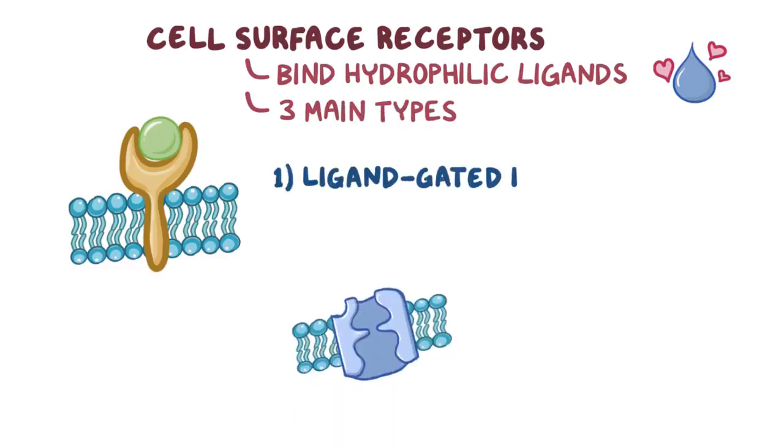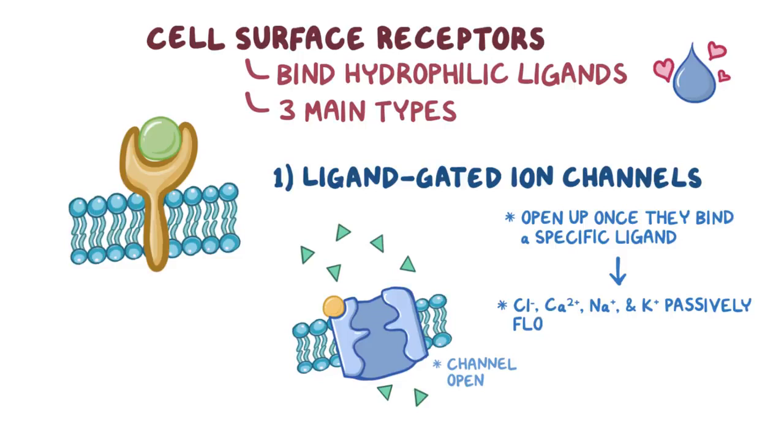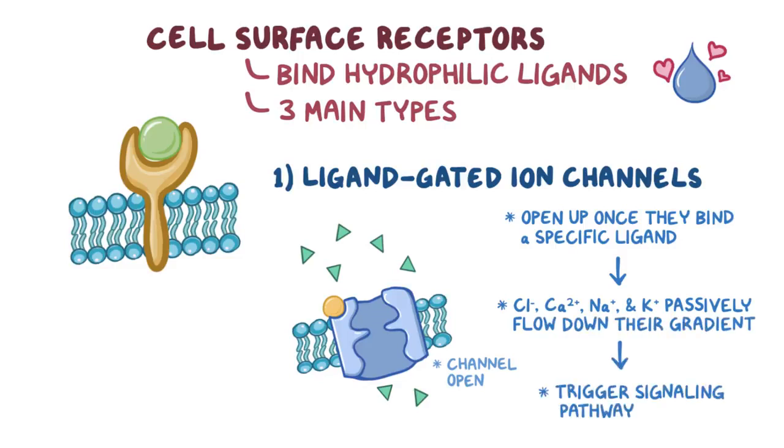First are ligand-gated ion channels, which form channels or pores that are generally closed, but then open up once they bind a specific ligand. They allow ions like chloride, calcium, sodium, and potassium to passively flow into the cell, down their gradient, and trigger the signaling pathway.